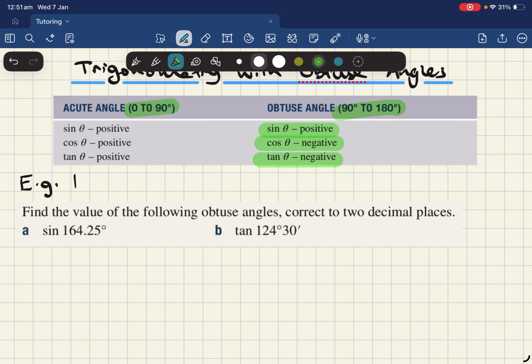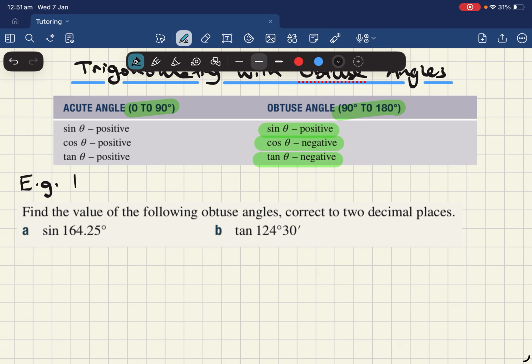Basically, this entire video and chapter from at least the Cambridge textbook is a lot of just calculator work. So we're just inputting things into a calculator and making conclusions about our angles and our trigonometric ratios. But this that I've highlighted is just how sine, cos, and tan behave for obtuse angles. Now, example 1, this is just asking us to input into our calculator. So it's saying to find the value of the following obtuse angles, correct to 2 decimal places.